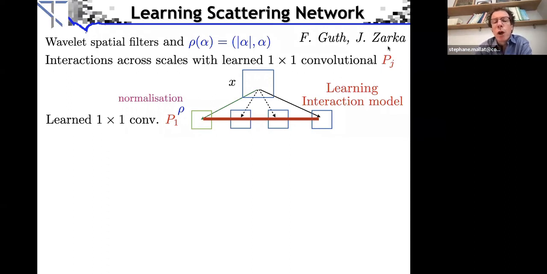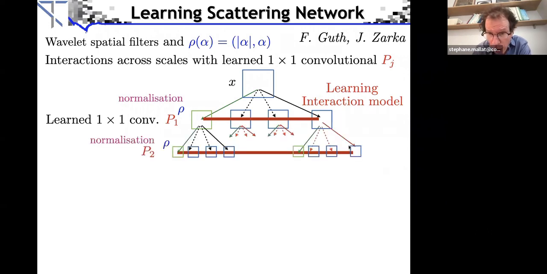Until now, we have imposed the type of interaction models we are putting at each layer. Suppose now that we learn it. So what does it mean to learn an interaction potential? It means that we're going to learn, in the language of neural networks, a one-one convolution network, an operator that is going to relate all images at different orientations, different frequencies. So when you go to the next scale, you propagate, you learn this interaction operator, which is this one-one operator.